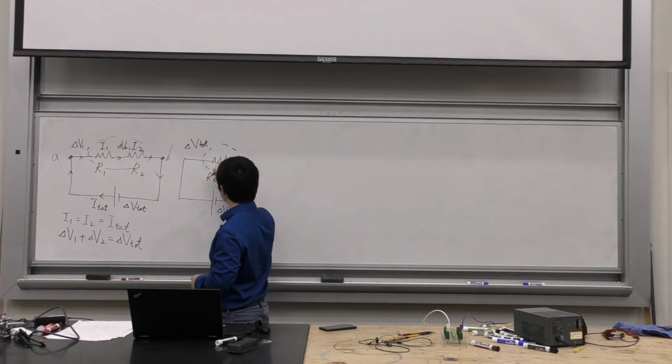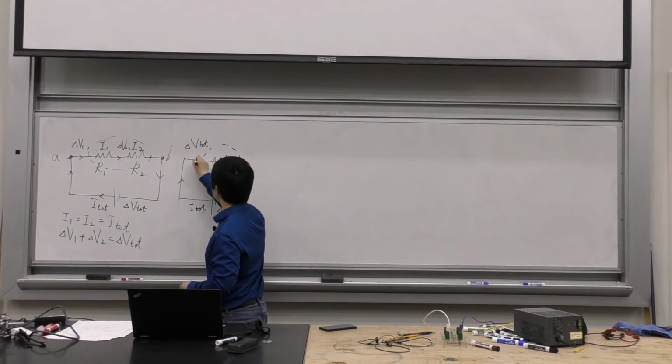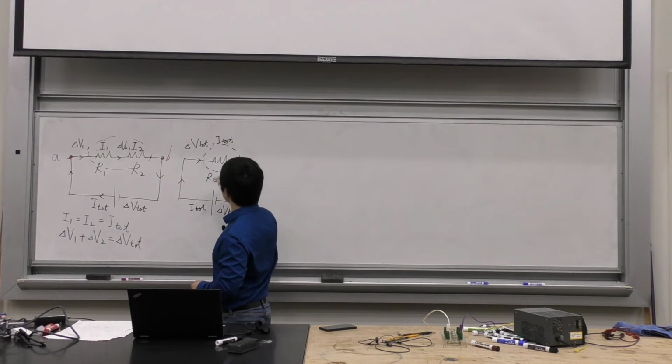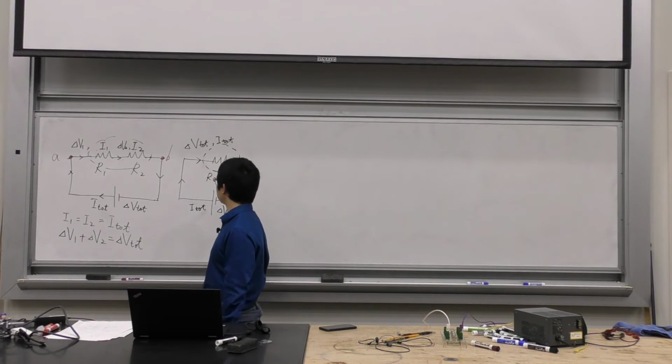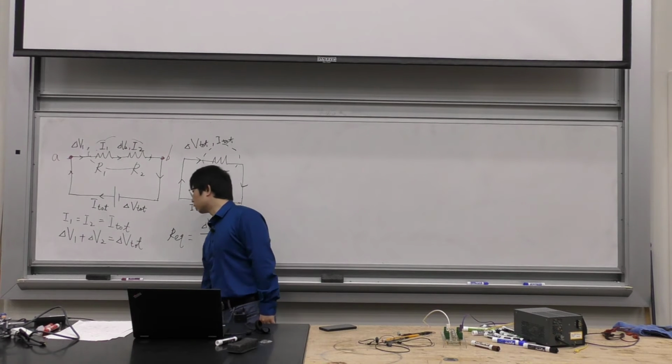The current through it is going to be I total. Whatever this current is, it's going to go through everywhere. So this guy has a current. So okay, if you apply Ohm's law on this Req, you get Req must be equal to V total over I total. Now let's make use of these two relations.